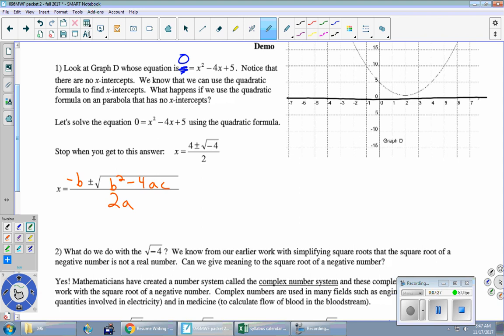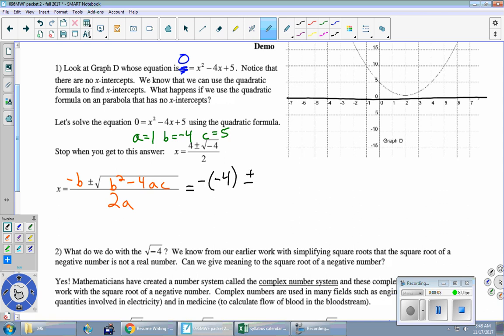Let's write down the values of a, b, and c. A is the number touching x squared. What is it? 1. It's invisible in this case. B is the number touching x. Negative 4. C is the number not touching any x's. 5. Okay, so those are our values of a, b, and c. We're going to carefully plug them in to our quadratic formula. Negative b, that is negative, what number? Negative 4. It's going to become positive 4, but let's not skip any steps.